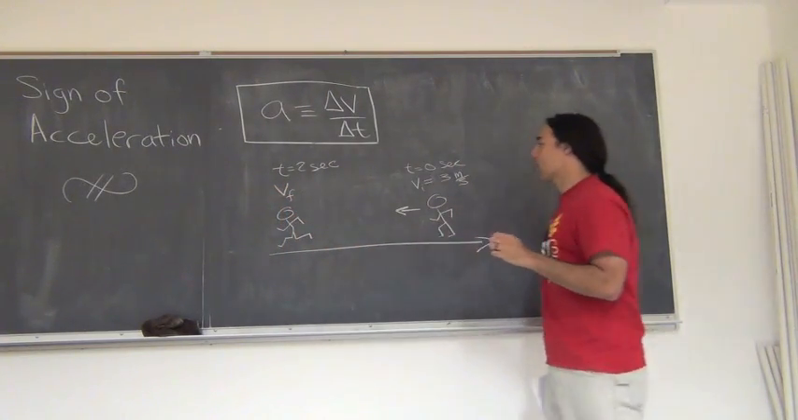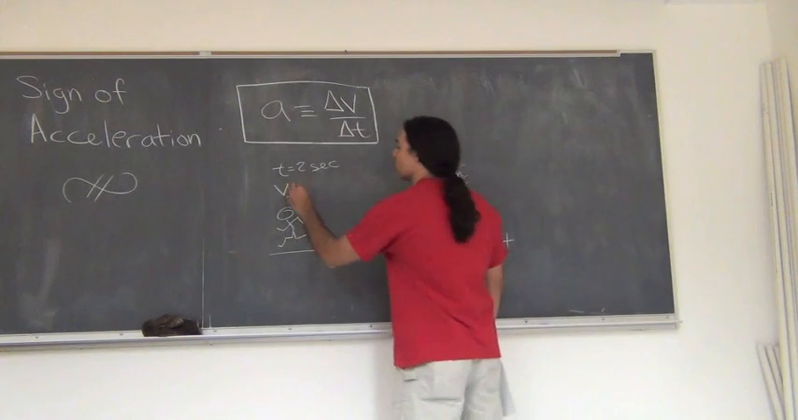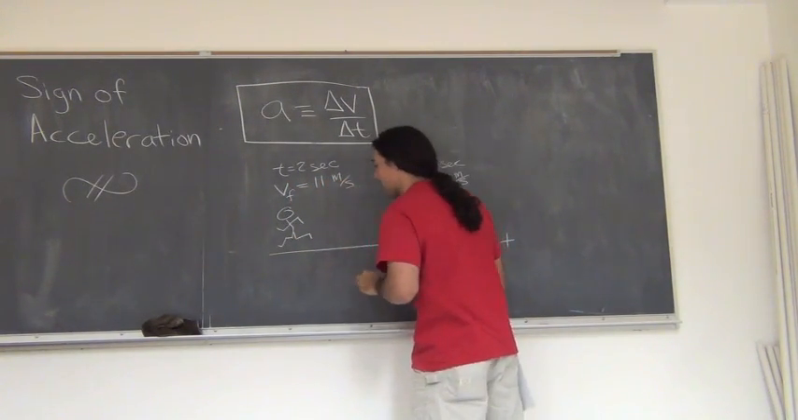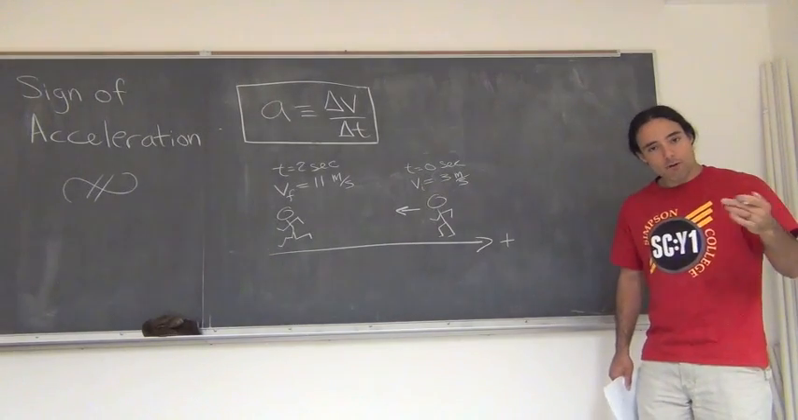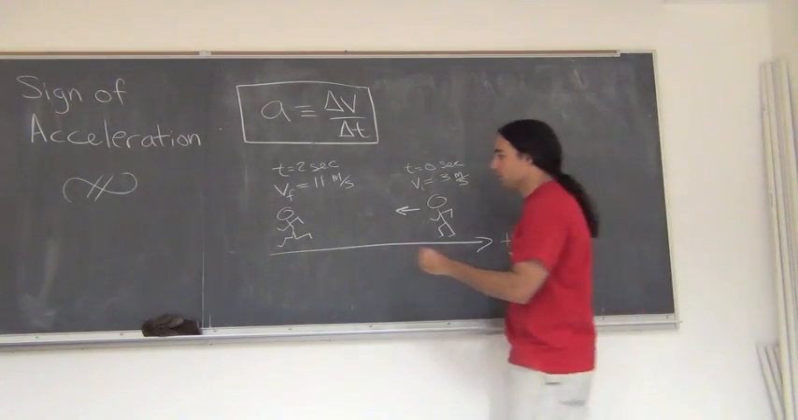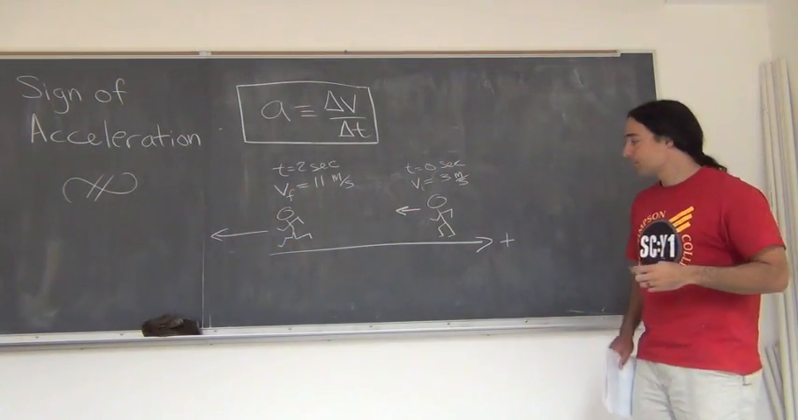So your final velocity, let's make that 11 meters per second. Now there's an inherent problem with what I've described here. We're moving to the left. You're accelerating to the left, so you're moving faster and faster to the left.